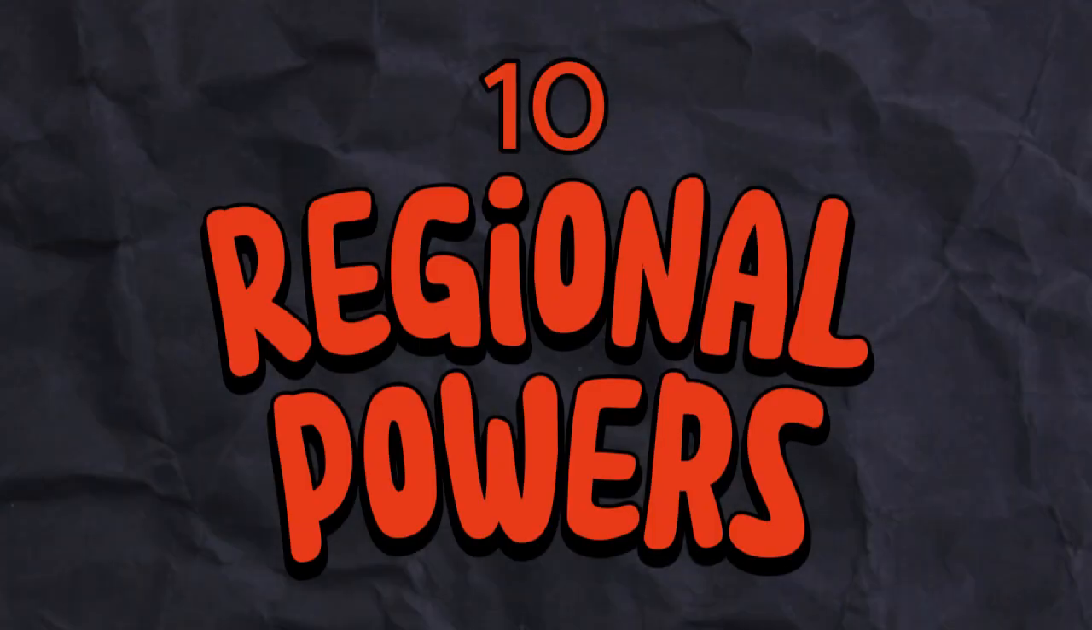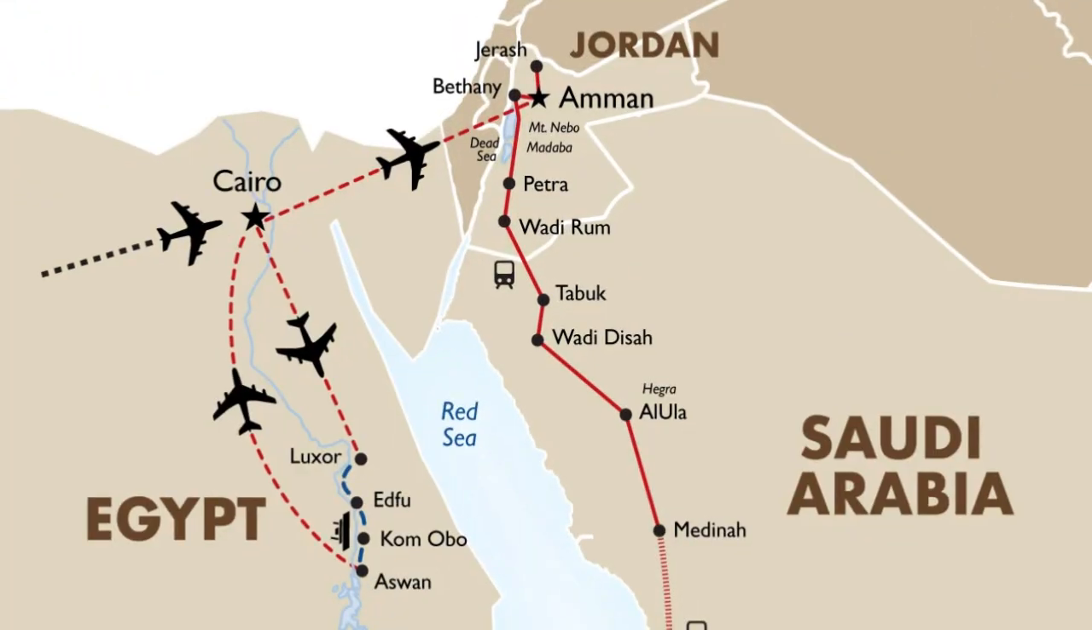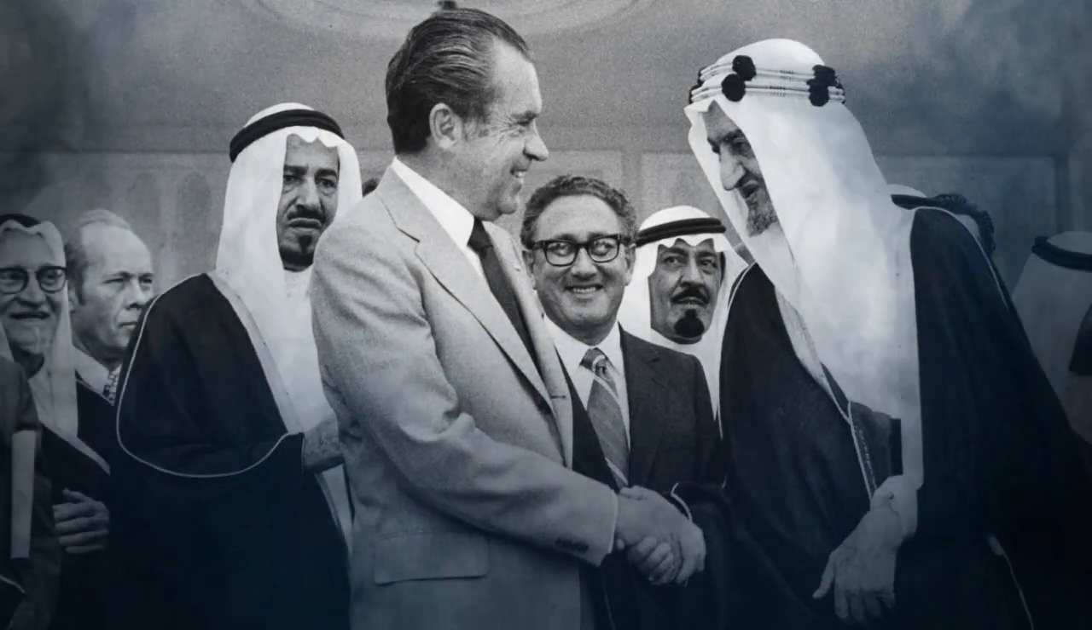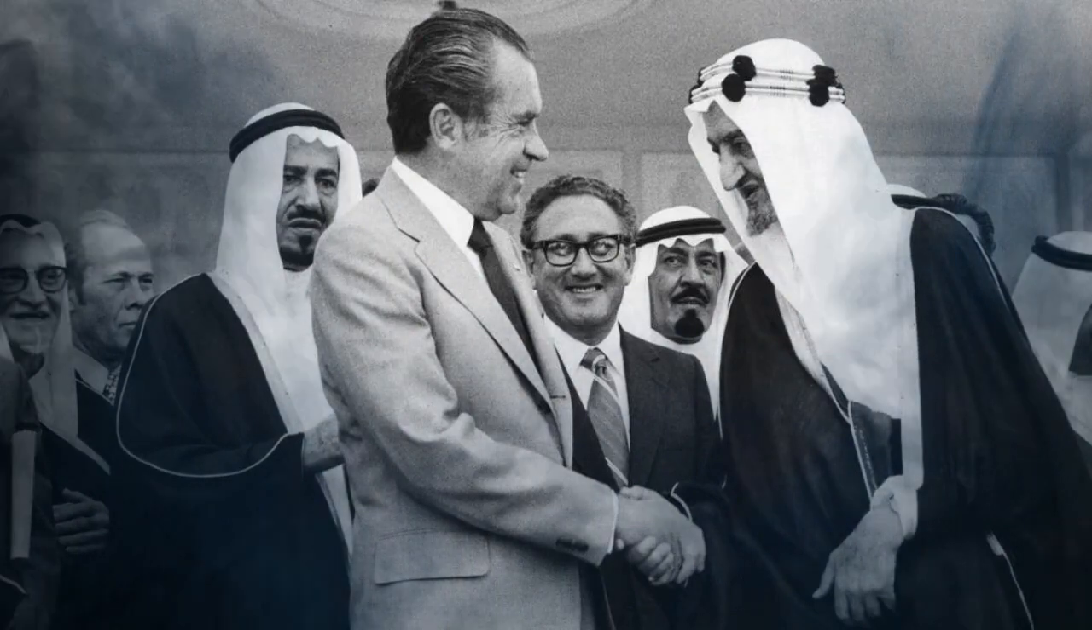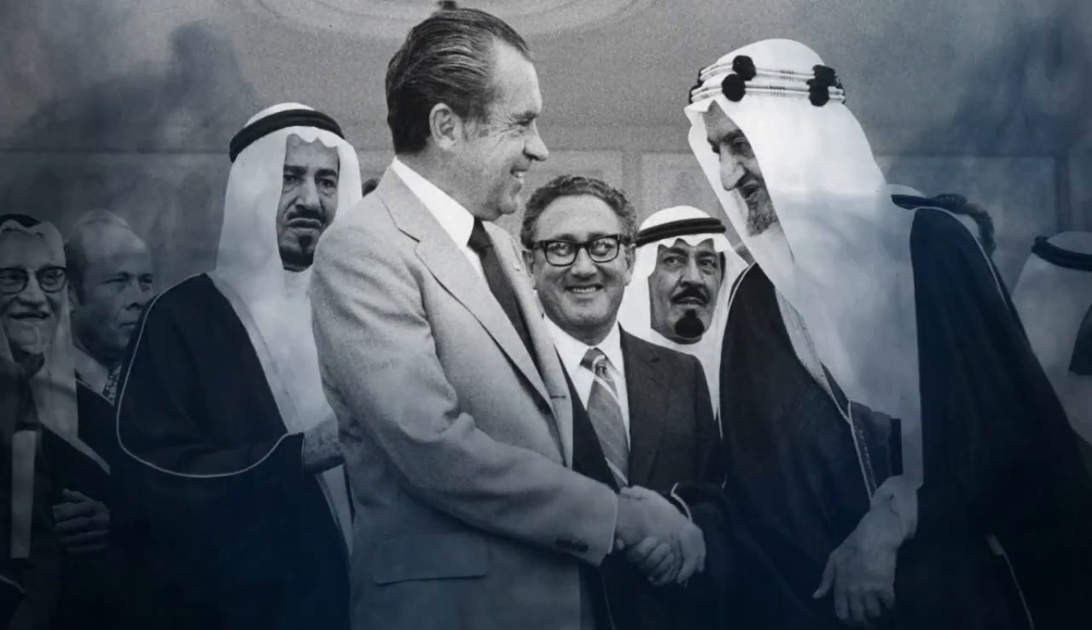10. Regional powers. Regional powers, including Egypt, Jordan, and Saudi Arabia, have at times been involved in peace efforts. Egypt and Jordan have signed peace treaties with Israel, but broader Arab support for these treaties has been limited.